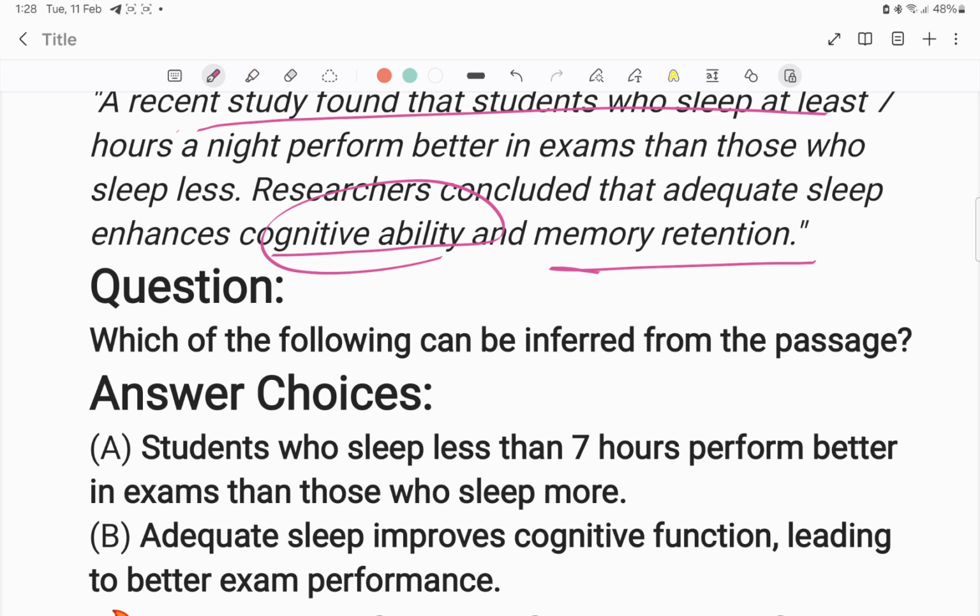So first, I said you need to find the core idea from the passage. Sorry, I misguided you again. The passage says students who sleep at least 7 hours perform better in exams because sleep enhances cognitive function. That is your gist, your core idea.